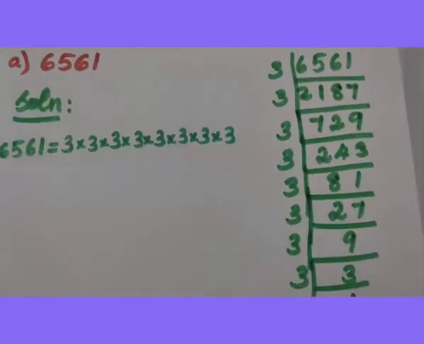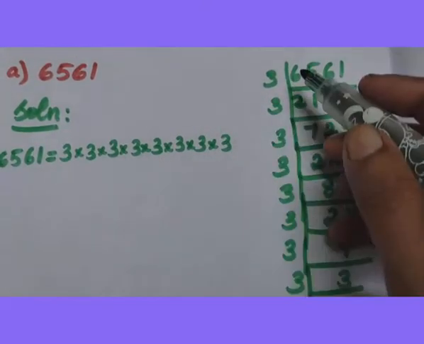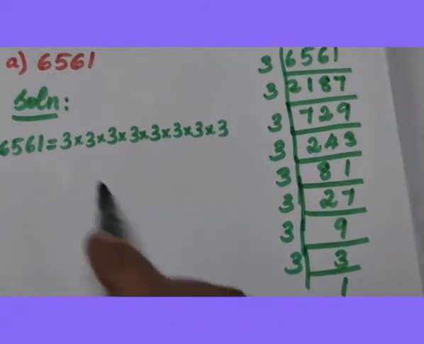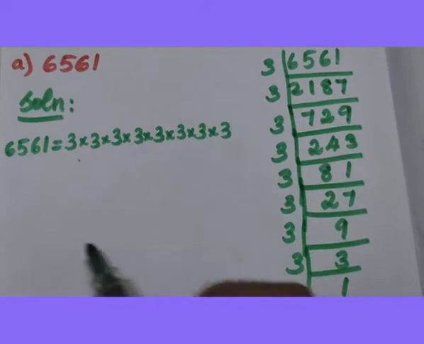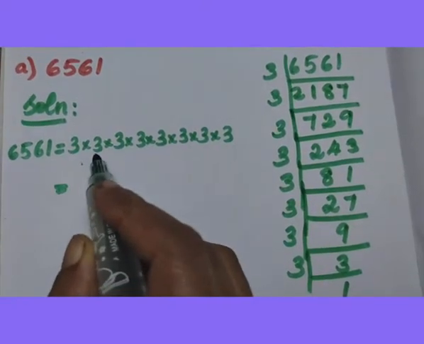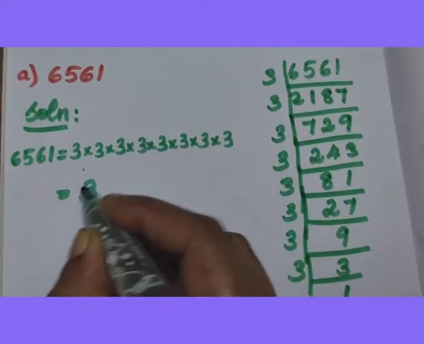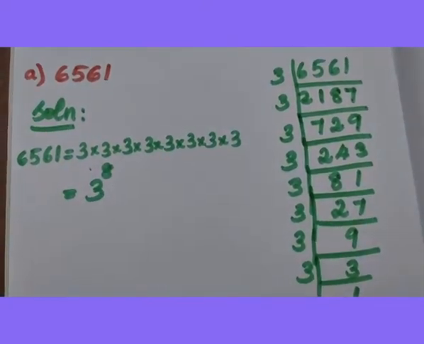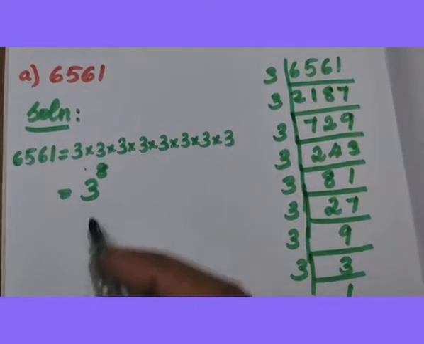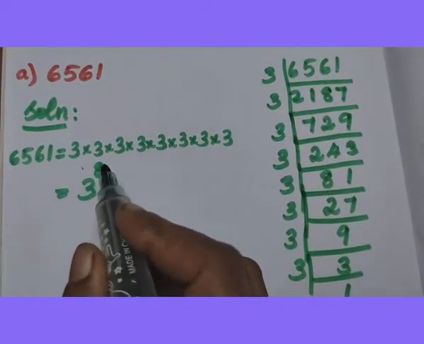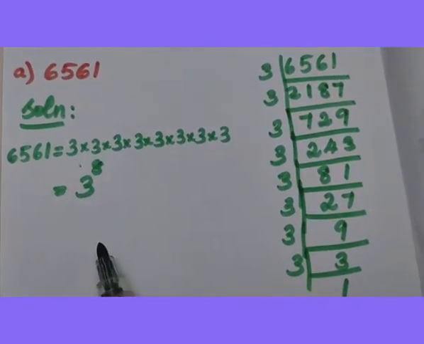Okay, so 6561 is, yes, find the product of these factors. Okay, 3 into 3 into 3 into 3 into 3 into 3 into 3 into 3. Okay, so how many times? 1, 2, 3, 4, 5, 6, 7, 8 times. So 3 raised to the power 8. Okay children, this is the exponential form. We can write this as 3 raised to the power 8. That means 3 multiplied 8 times.